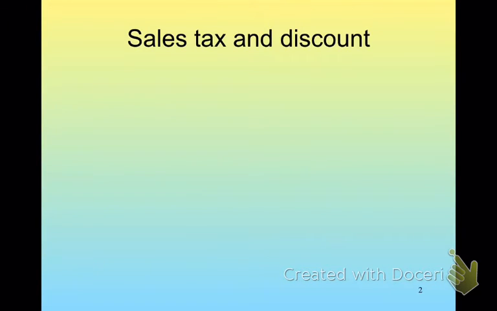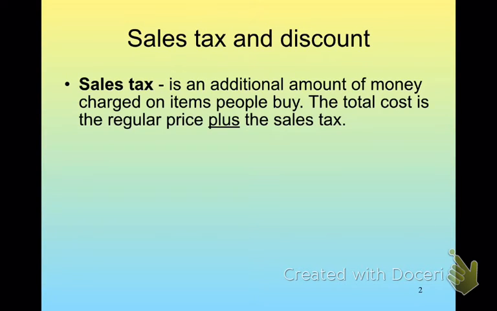So, sales tax and discount. First one being sales tax, it's just an additional amount of money that is charged on items that people buy. The regular price is added with the sales tax to give us our grand total. So we have our subtotal, what it's worth, the taxes are added to it, and then we have the grand total.